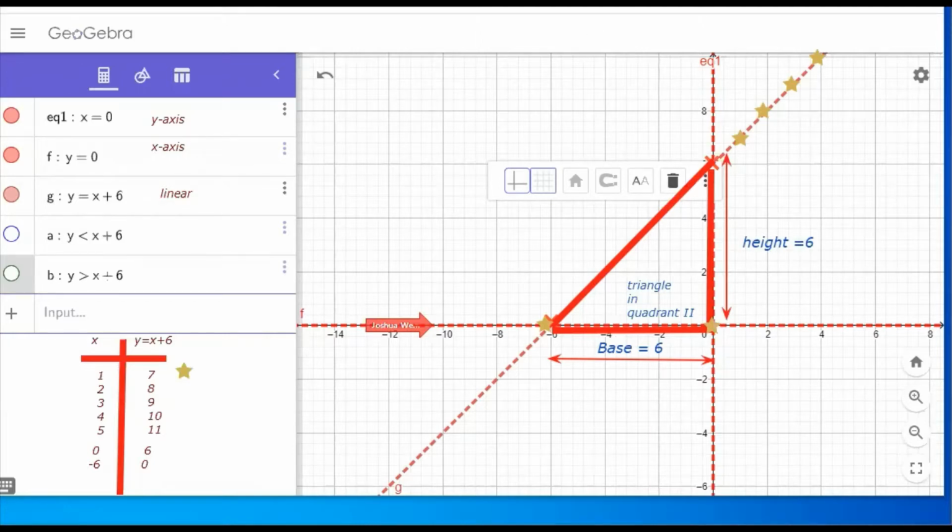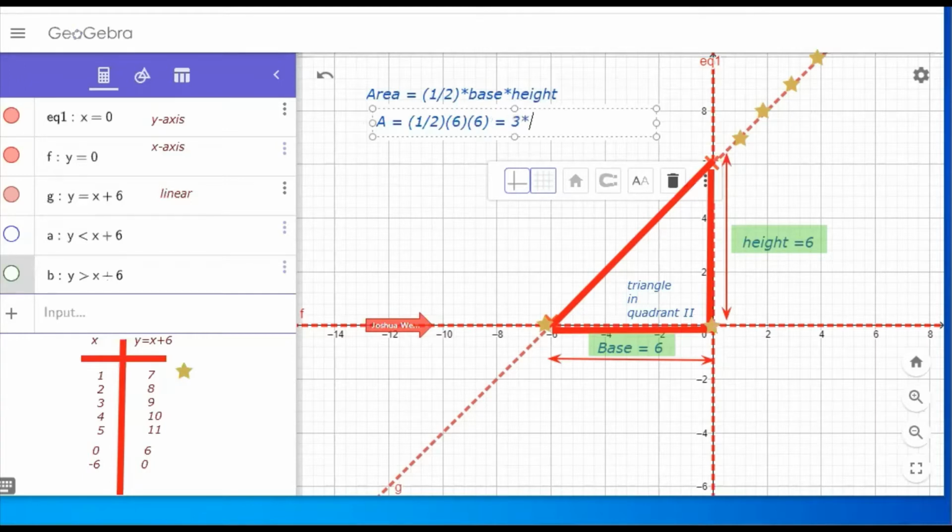So last step in this problem, after we have it graphed, we need the base and the height, and the area formula for a triangle, the area equals 1/2 times the base times the height. So A equals 1/2, 6, 6 equals 1/2 times 6 is 3, times 6 is 18 units squared.